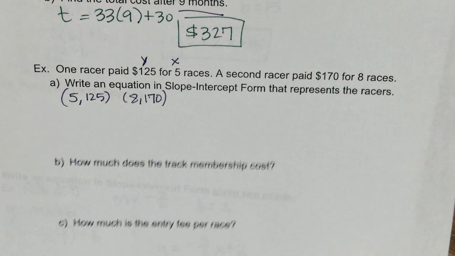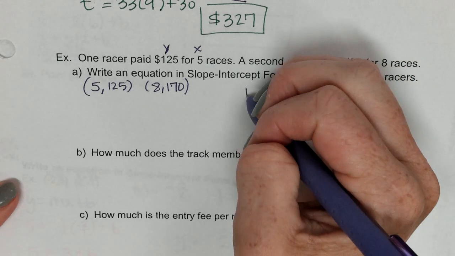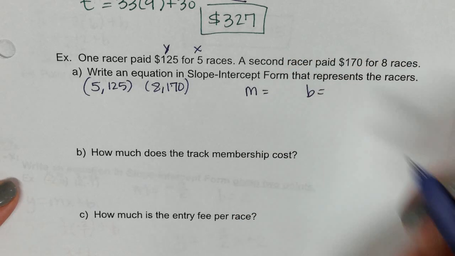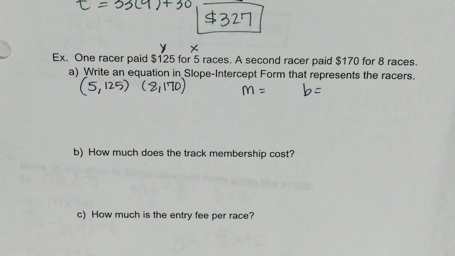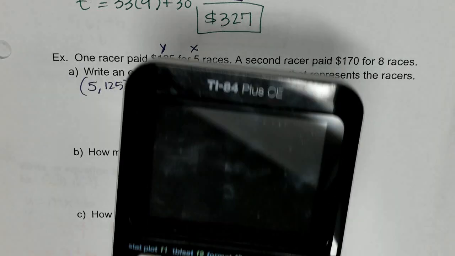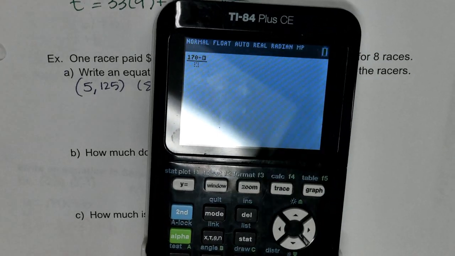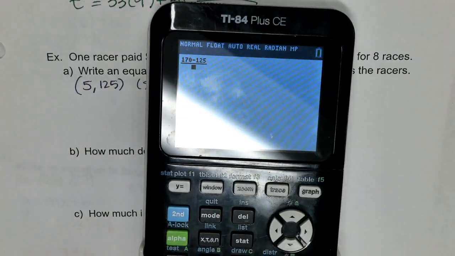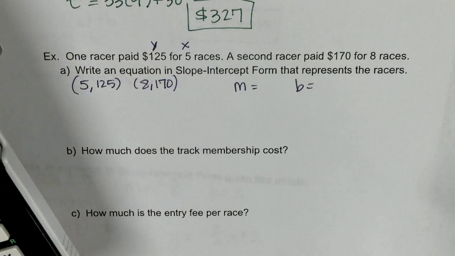Now I can use those coordinates to find the slope, and then I can use the slope and a coordinate to find the b. So I need an m and a b. So for m, I got to do y2 minus y1 over x2 minus x1. So 170 minus 125 over 8 minus 5, which is 15. So my m is 15.